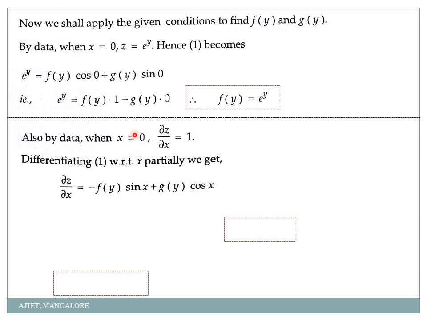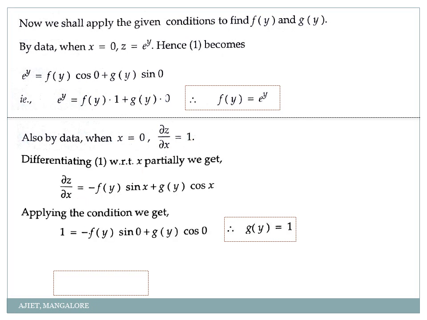Now I can apply this condition. x you can take 0, dou z by dou x you can take 1. That's it. So apply that and see what you will get. So dou z by dou x is 1, equal to f of y times sin 0 plus g of y times cos 0. Cos 0 is 1, sin 0 is 0. So this entire term will become 0. So g of y is 1.